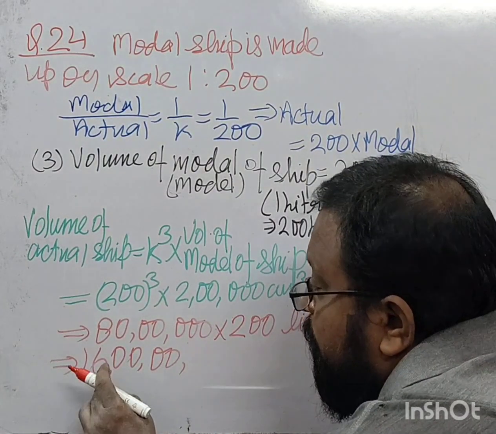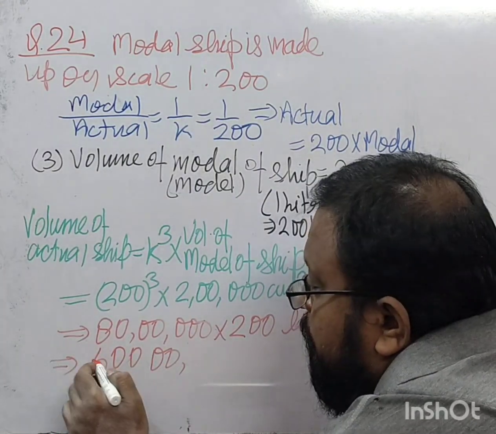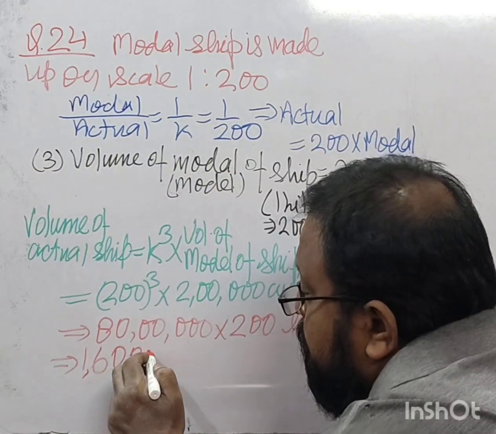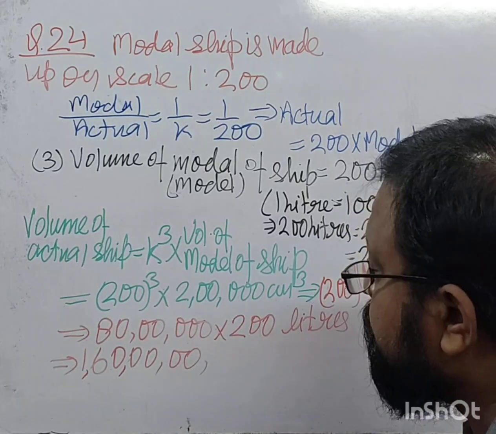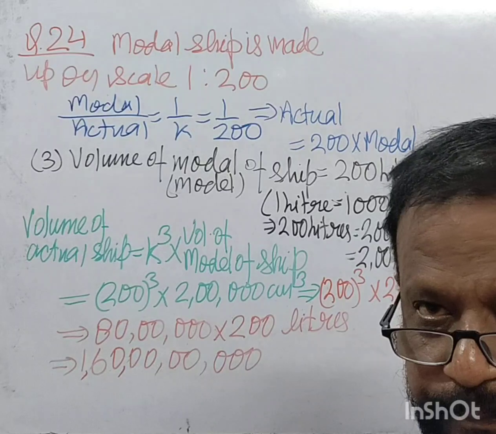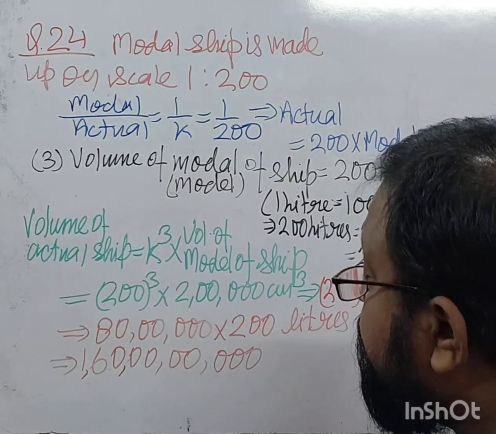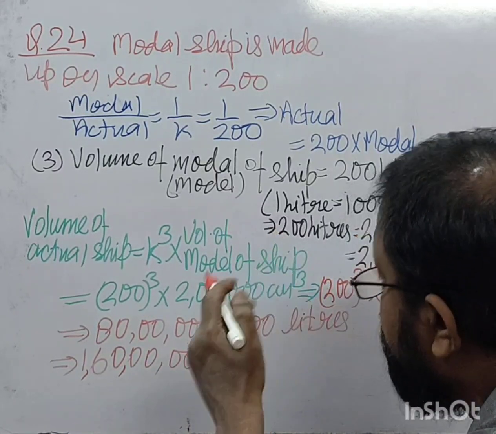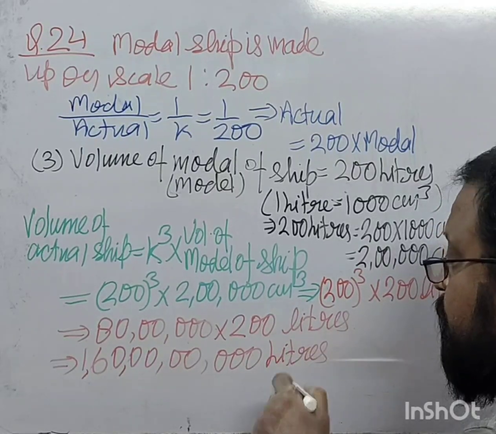Or if I put it like this, 1 comma 2, 2, then 3. How many zeros are there? 8 zeros. There is 6 plus 2 becomes 8, and 16 liters, right?